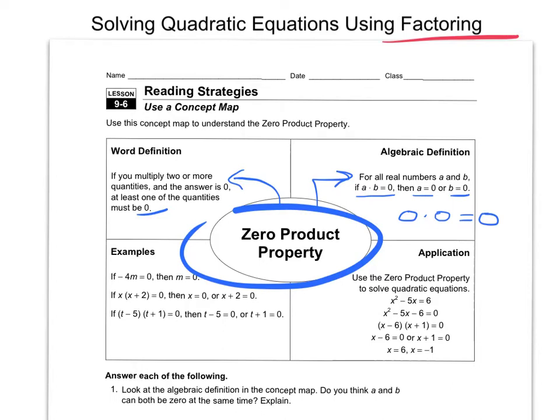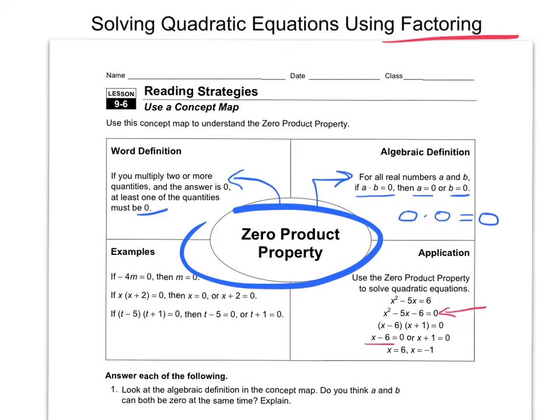So in order to use the zero product property, what I first have to do is set it equal to 0. My answer has to be 0. So I can subtract 6 from both sides. When I do that, I end up with a trinomial equaling 0. I'm not quite ready to use the zero product property yet. In order to do that, it has to be a product. I have to have two things being multiplied. So if you look here, what they've done is they've factored. When I factor this trinomial, I end up with x minus 6 times the quantity x plus 1 equaling 0, now I can use the zero product property.